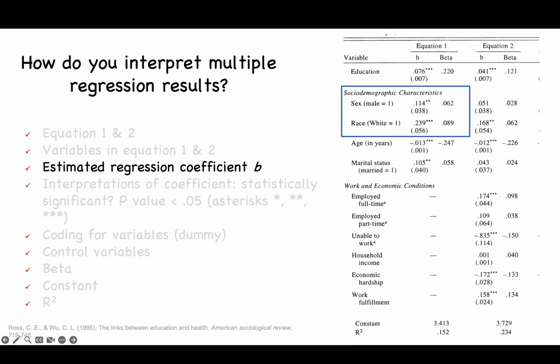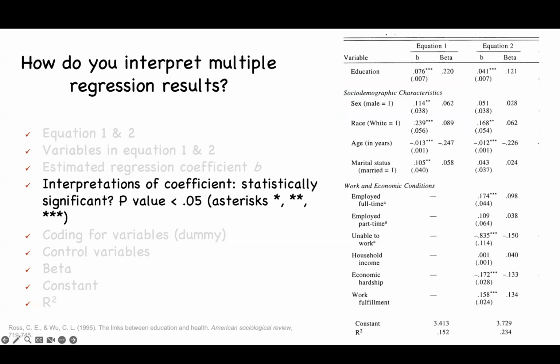Sorry about the complicated number to say, but that's the fact. That's the number from the paper. So the coefficient is interpreted as the average value of the dependent variable for all the people with a value of 1 on the dummy variable minus the average value of the dependent variable for all the people with a value of 0 on the dummy variable, controlling for other variables in the model. Okay, we'll move to the next one.